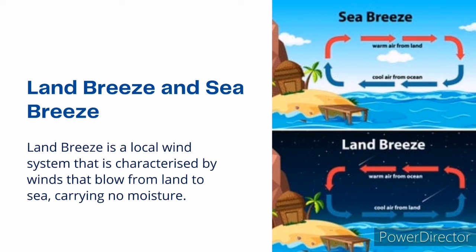The last types of wind to be discussed are the land breeze and sea breeze. Land breeze is a local wind system characterized by winds that blow from land to sea, carrying no moisture. Land breeze is a process that takes place for the duration of the night, and the above-mentioned processes get reversed. Both the land and the sea start cooling down when the sun sets. The sea breeze is a process that takes place for the duration of the day. Both sea and land surface are heated up by the sun. The sea heats up slower than the land because it has a much higher heat capacity. Thus, the temperature over the land surface increases, in turn heating up the surrounding air.